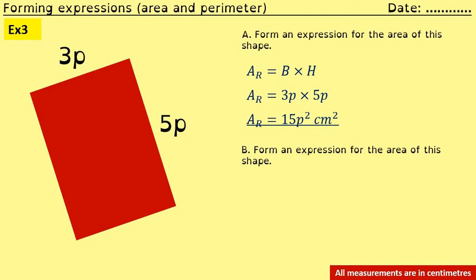For our perimeter, we're going to add all of our sides together and then make sure we collect like terms. But all of these terms are like terms, aren't they? Because they have the same variable and the same power, 1. So that means we get 16p centimetres for the perimeter.